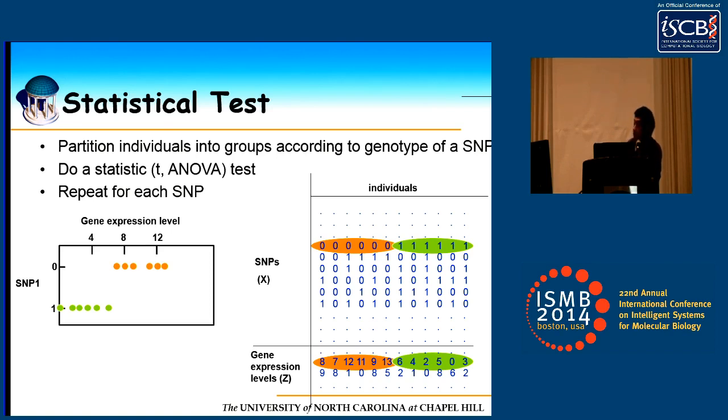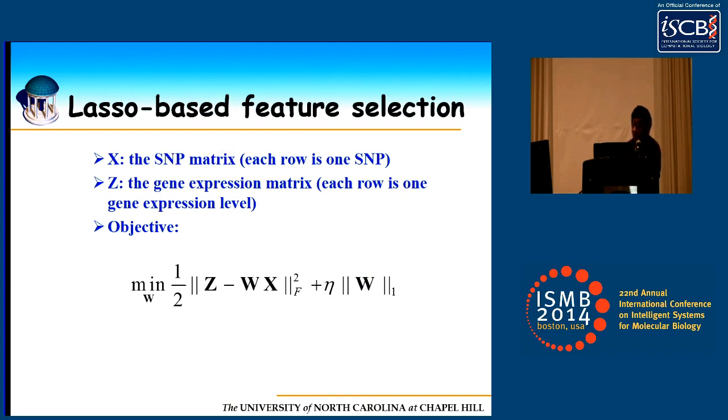Alternatively, we can make use of some lasso-based feature selection method with the objective function in this slide. And the L1 penalized regularization is used to obtain a sparse weighting matrix W.